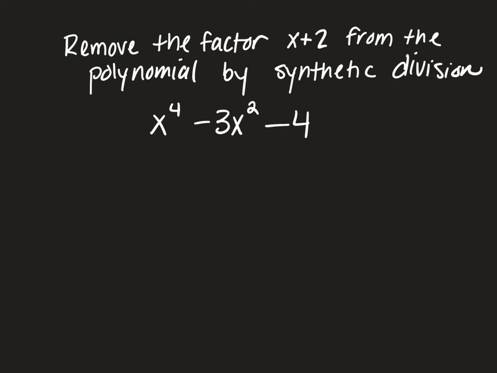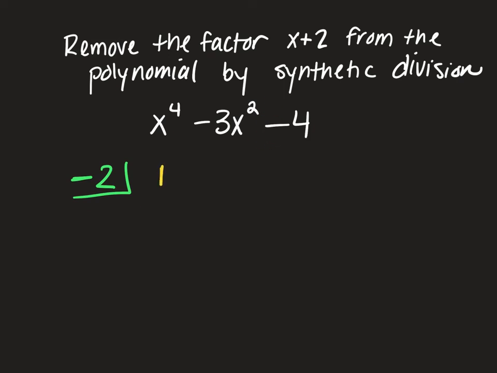All right, so this one's a little bit different. Again, since we're removing x plus 2, we're still going to put a negative 2 in our box, and then we're going to write our coefficients. But where this one goes from x to the 4th to x squared, we need to fill in placeholders for that x to the 3rd that's missing between these two and the x term that's missing here. So those will just become 0.